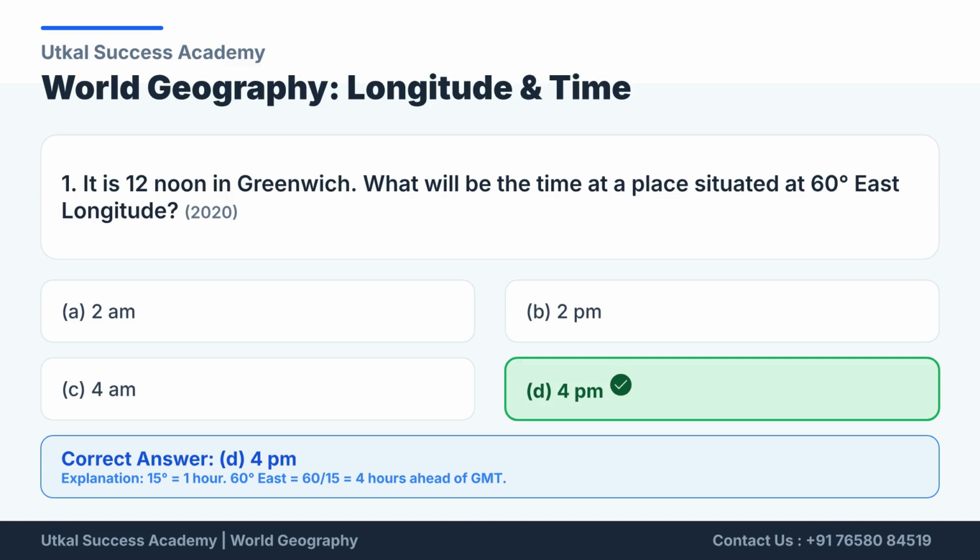If it is 12 noon in Greenwich, the time at 60 degrees east longitude would be 4 p.m. This is because every 15 degrees of longitude equals 1 hour, making 60 degrees east 4 hours ahead of GMT.